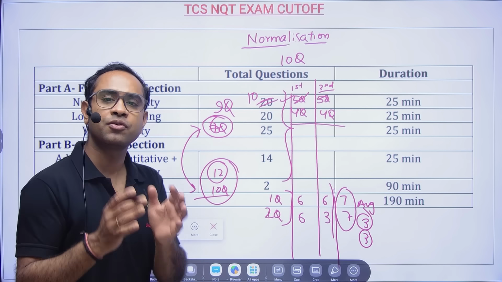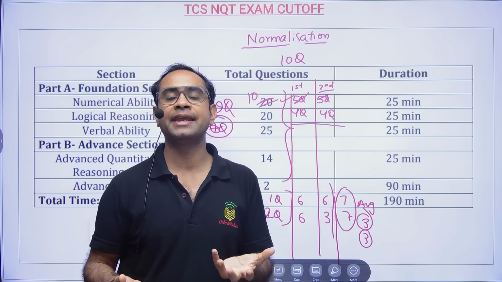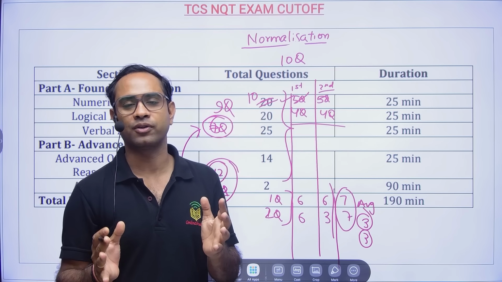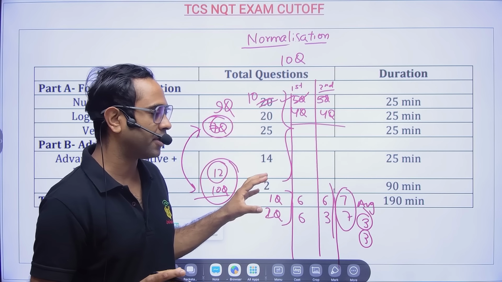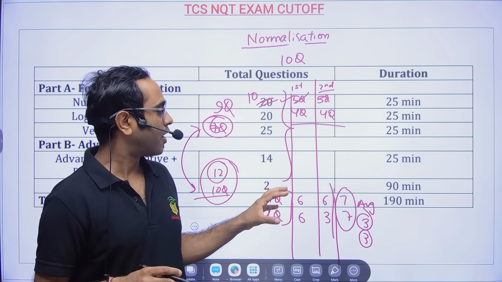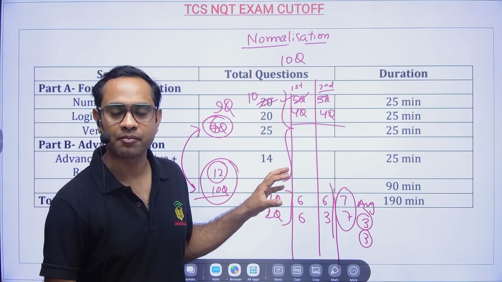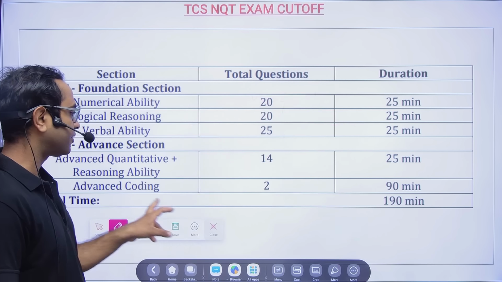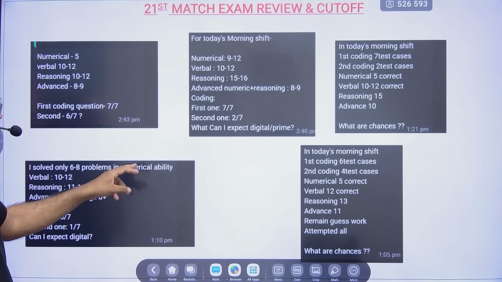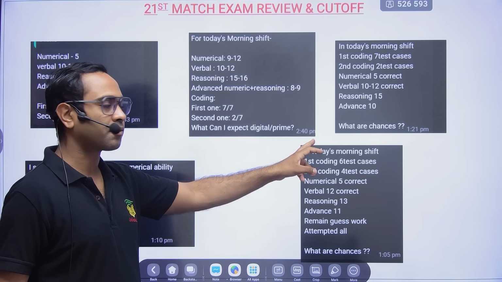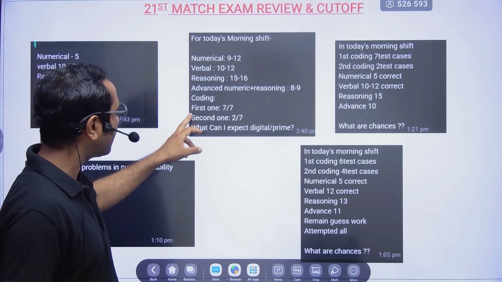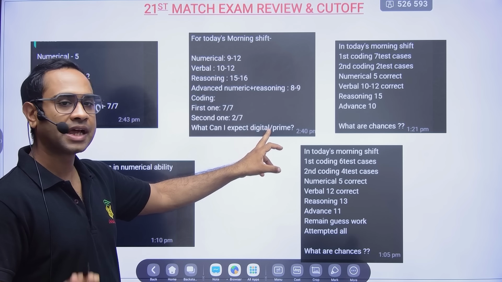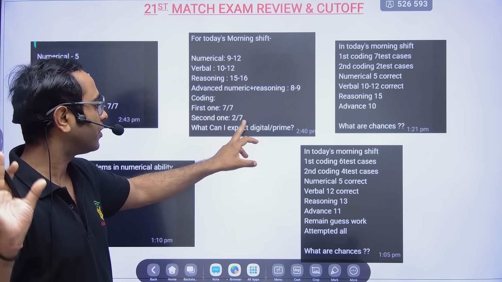First of all, do not panic. Do not start thinking that you have not done well and will not get selected. You wrote the exam; now move on to the other exam preparation. There will be normalization and a lot of other factors. When students ask, sir, what are my chances, digital or prime, nobody can tell you anything. But if you have done 7 plus 2, 9 questions in the morning shift, then nobody is going to stop you from getting the digital interview.